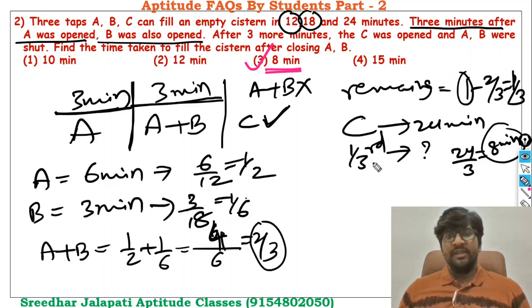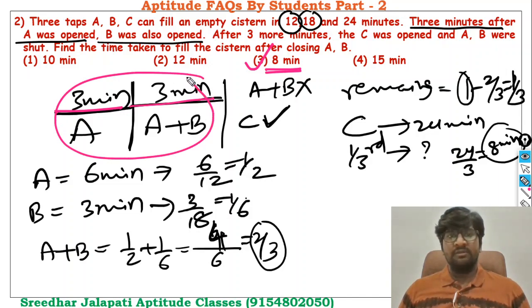So we haven't done anything great here, no formula, no magic, we just followed the information. First 3 minutes A, then next 3 minutes A and B. So after that these two closed. Before they were closed, they filled 2/3 part of the tank, and the remaining 1/3 has to be filled by C, for which it requires only 8 minutes.